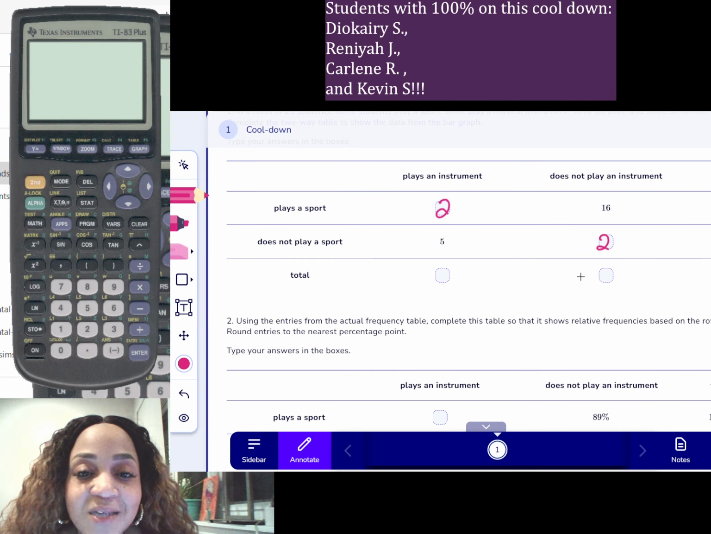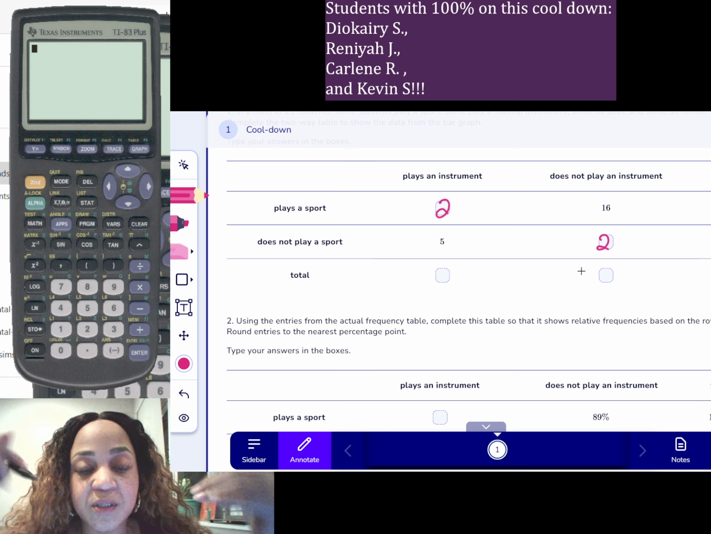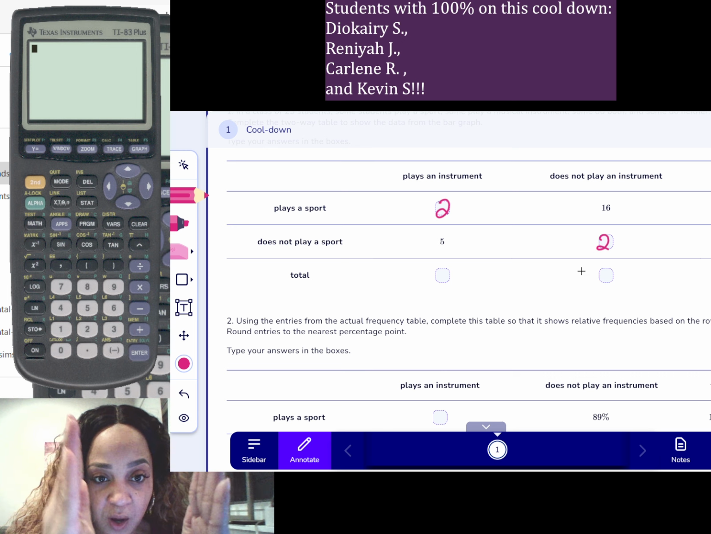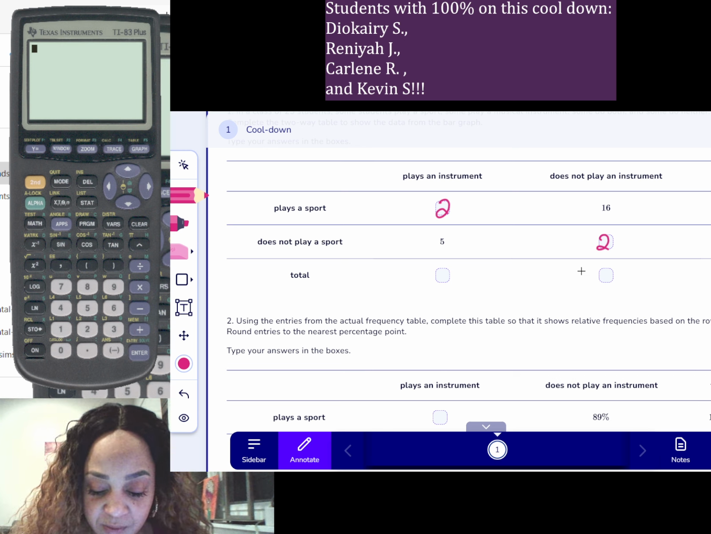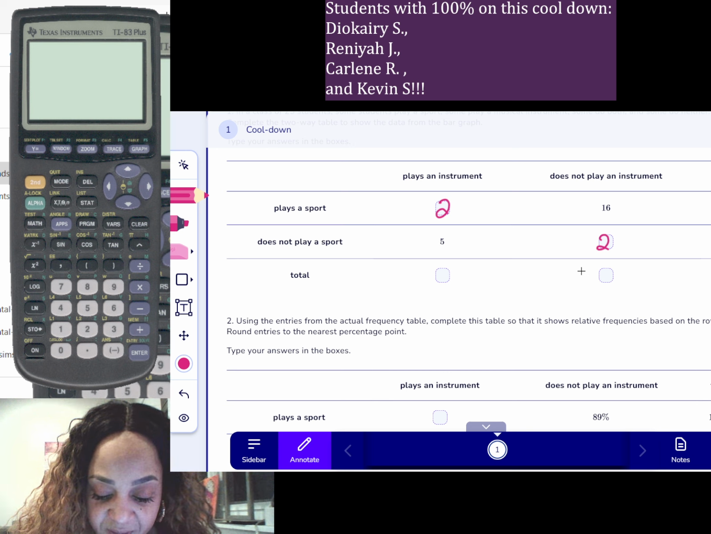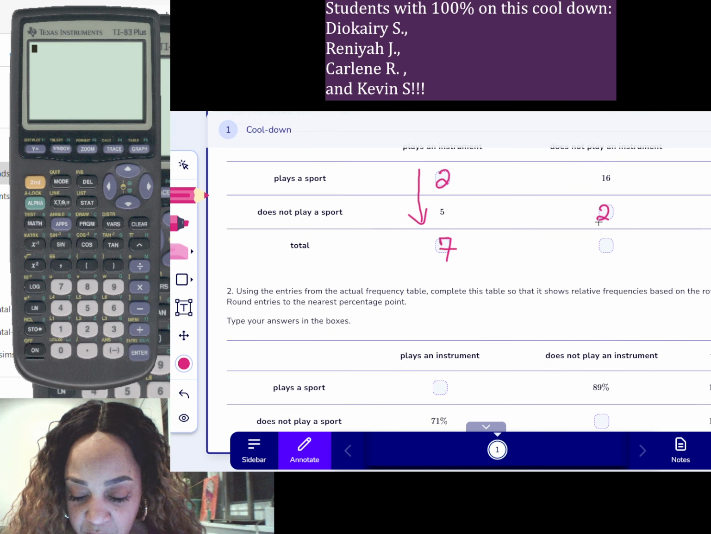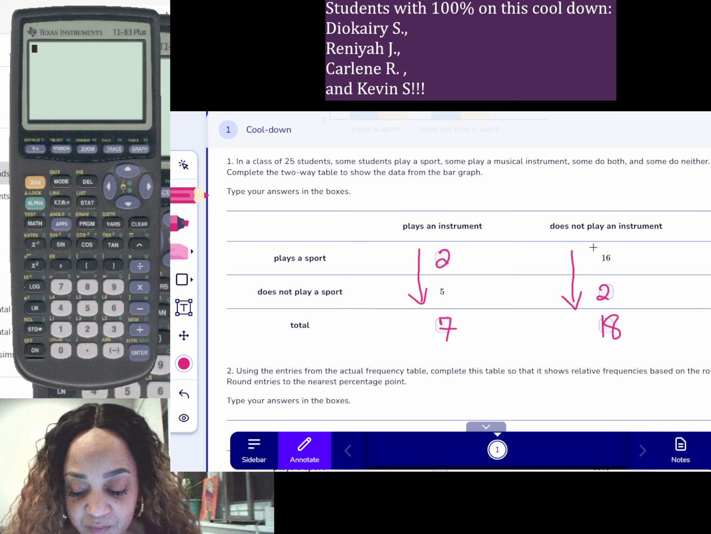All right, guys, the next step is super easy. The totals are just going to be the total in the rows and the total in the columns. So the columns are the ones that go up and down like this. So you're just going to add going downwards. So my total here would be 5 plus 2, which gives me a total of 7 down here. Now my next total in the next column for not playing an instrument is going to be 16 plus 2, which is 18.